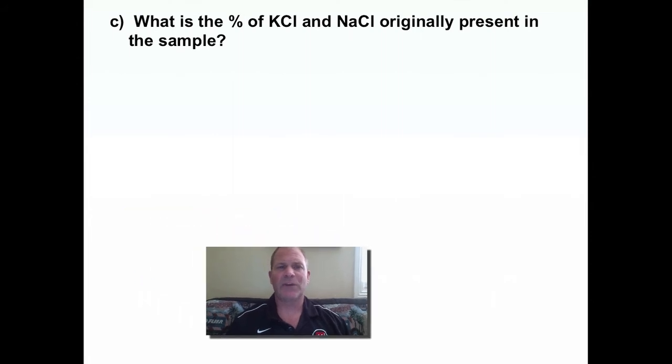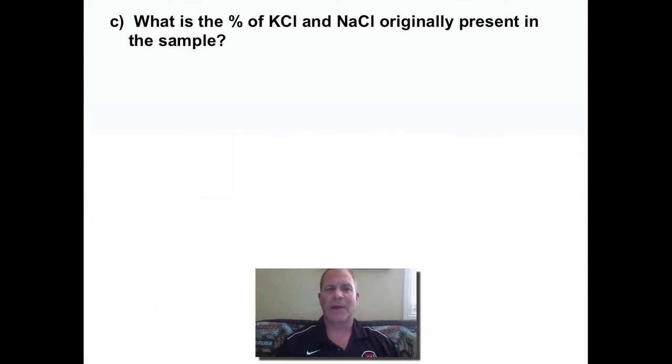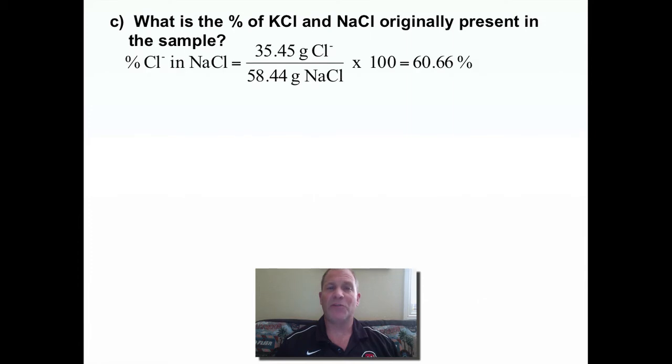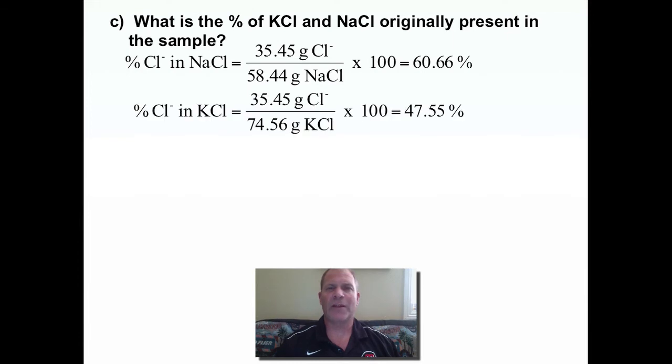Next, part C, what is the percent of my potassium chloride and sodium chloride originally present in the sample? Well, I don't know the full compounds yet, but I do know they're chlorides. And so, first of all, I'm going to find out what percent chloride makes up in both of these compounds. Well, chloride makes up 60.66% of sodium chloride, and it makes up 47.55% of potassium chloride.